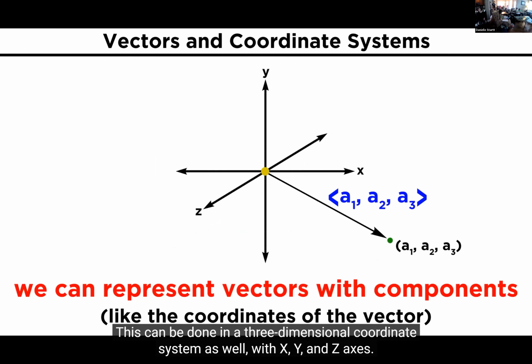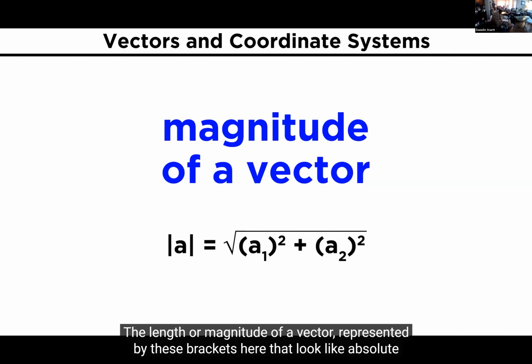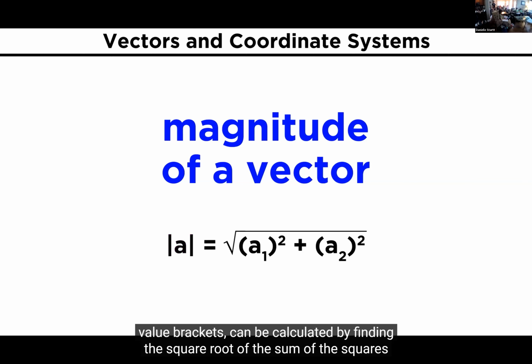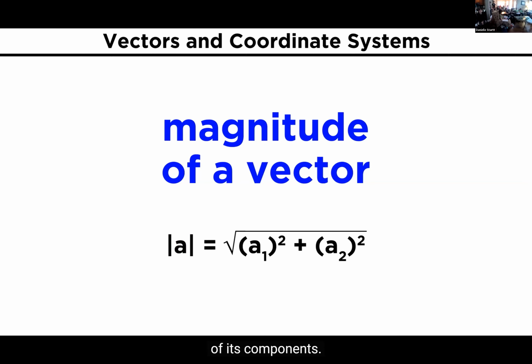This can be done in a three-dimensional coordinate system as well, with x, y, and z axes. The length or magnitude of a vector, represented by these brackets here that look like absolute value brackets, can be calculated by finding the square root of the sum of the squares of its components.